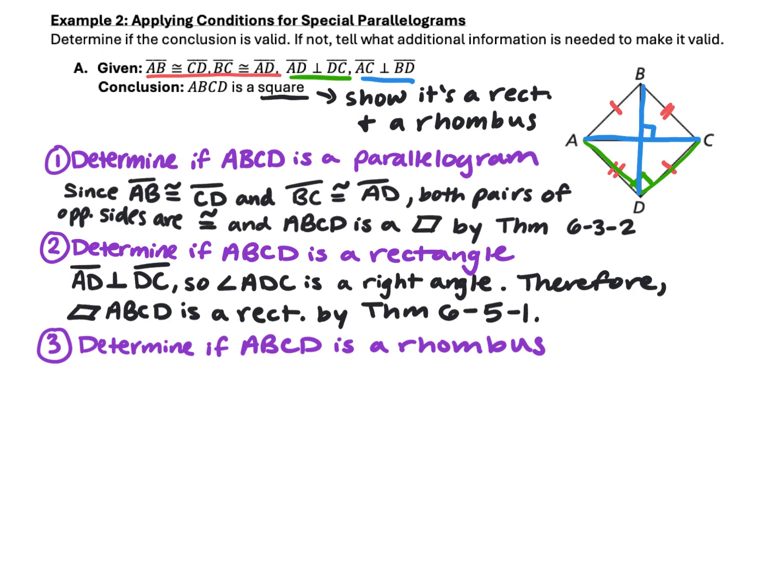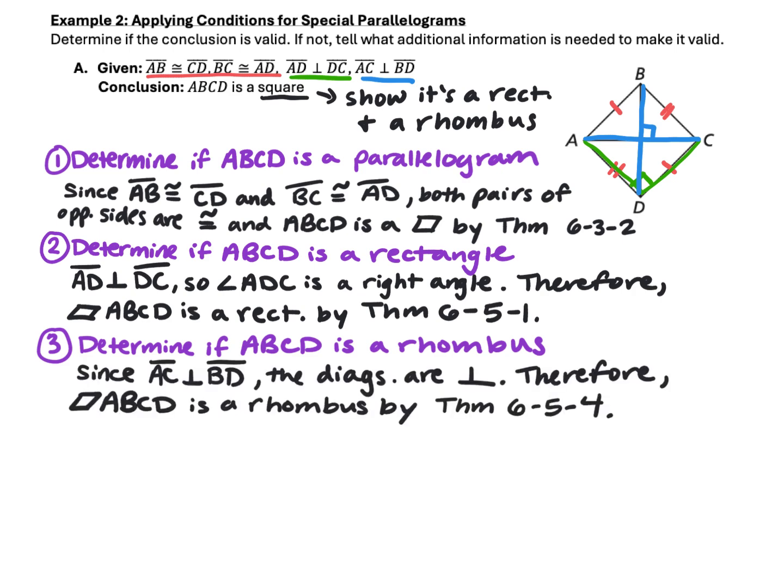So now that we've established it's a parallelogram and a rectangle, we just need to show that it's a rhombus. If I can show it's a rhombus, we can show it's a square because a square is just a quadrilateral that's both a rectangle and a rhombus. Well, the last condition here is that AC is perpendicular to BD. And that means the diagonals are perpendicular. And if we look at our conditions for rhombuses, we'll see that this is one of them. Since AC is perpendicular to BD, we have the diagonals perpendicular, and therefore, parallelogram ABCD is a rhombus by theorem 6-5-4.